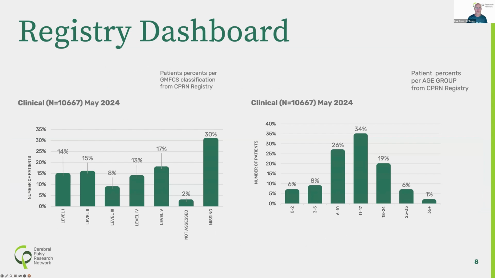So just quickly on what registries are, I'm going to take a data point, the Gross Motor Function Classification System, which has 5 levels and describes how people move around in the community. You can see the distribution that is in our registry. That's in our clinical registry where we gather data from people coming into hospitals. And you can see the distribution of ages. And so you can see about 25% of our registry are adults, because many of our hospitals are pediatric in focus.